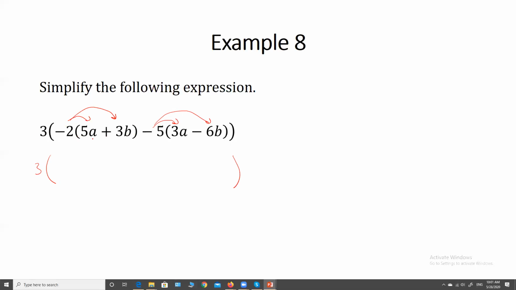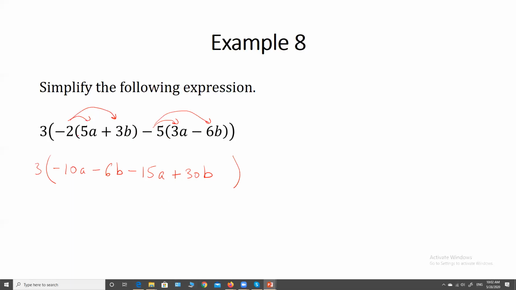Removing the first little parentheses, negative 2 times 5a is negative 10a. Negative 2 times 3b is minus 6b, and the first parentheses are open. Now we'll go to the second. Negative 5 times 3a is minus 15a. Negative 5 times 6b, negative times negative is positive, so plus 30b. And now the second parentheses are open, and this is what we have.